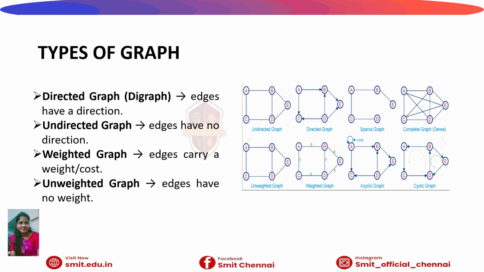Types of graph. Graphs can be directed or undirected. In a directed graph, edges have a direction. In an undirected graph, edges do not have a direction. In a weighted graph, each edge has a value called weight. It represents distance, cost, or time. For example, in a road map, the weight shows the distance between two cities. An unweighted graph shows only whether a connection exists or not.